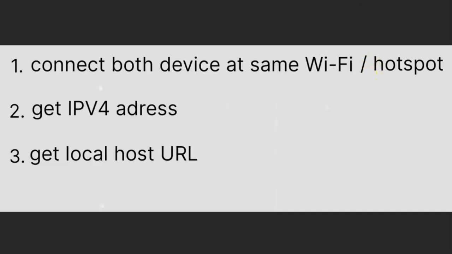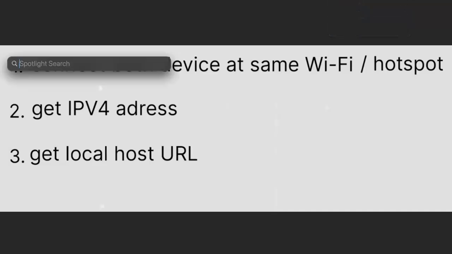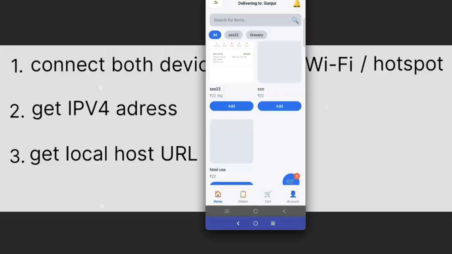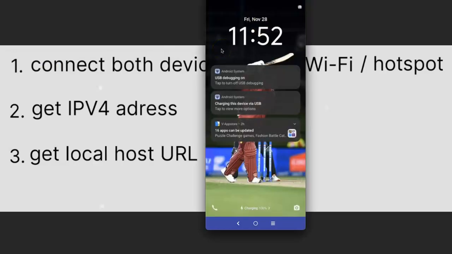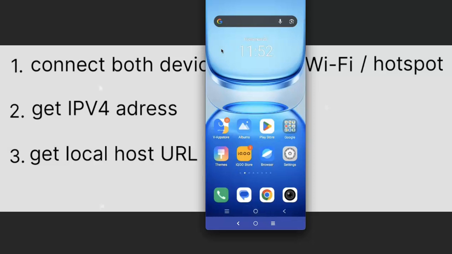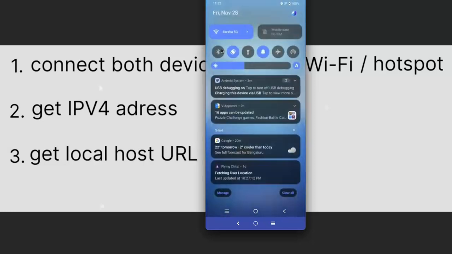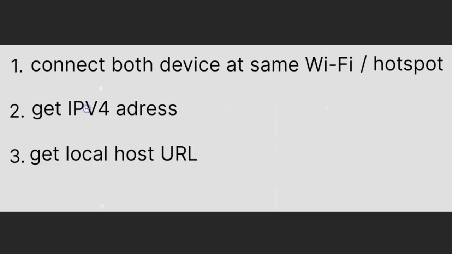So you can see I can go to my Wi-Fi and there I have connected to 5G. Similarly, I can go to my real device. I have connected to a real device, and in the real device I can see this is also 5G. Okay, perfect. Now get your IPv4 address.